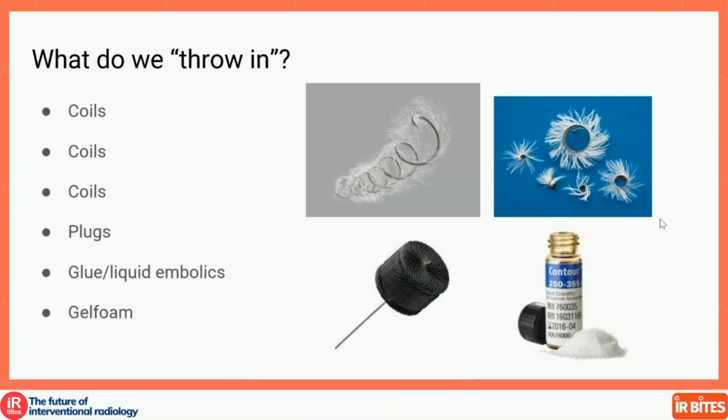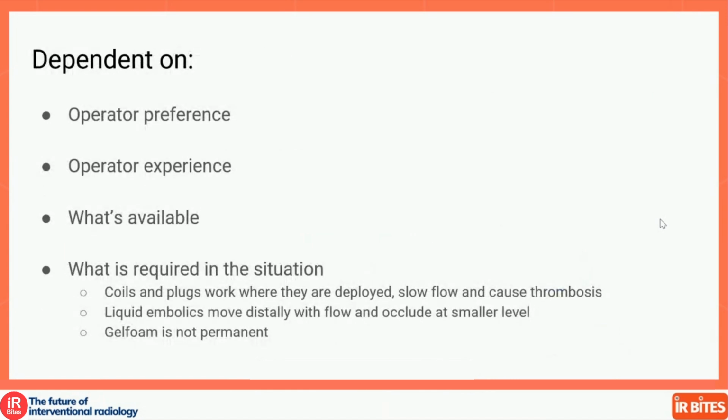We've got a fair amount of choice. The only other embolic that we've not really mentioned is particles. These aren't generally used in the GI bleeding setting, and you'll probably hear about them in some of the other talks. So I'm not really going to talk about them today.